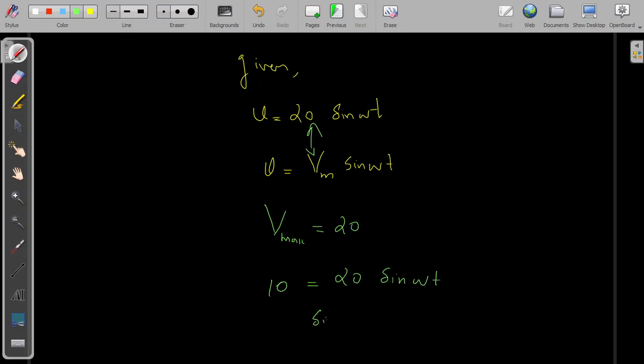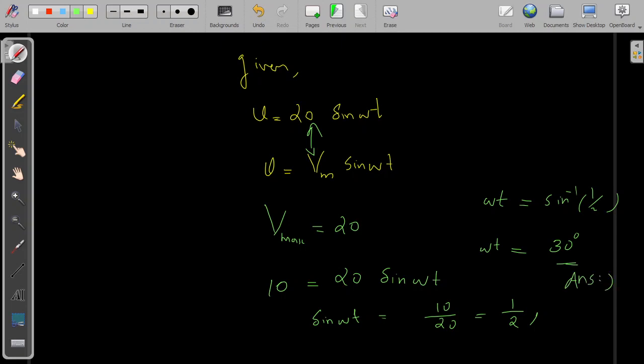So sine omega t is equal to 10 by 20, that's equal to 1 by 2. That means omega t is equal to sine inverse 1 by 2, that's equal to 30 degrees. That is the answer.